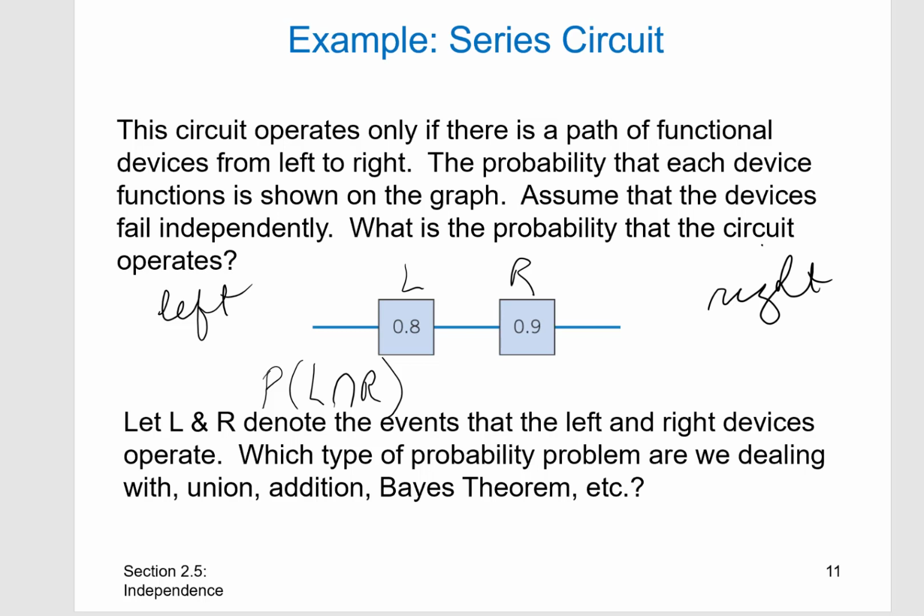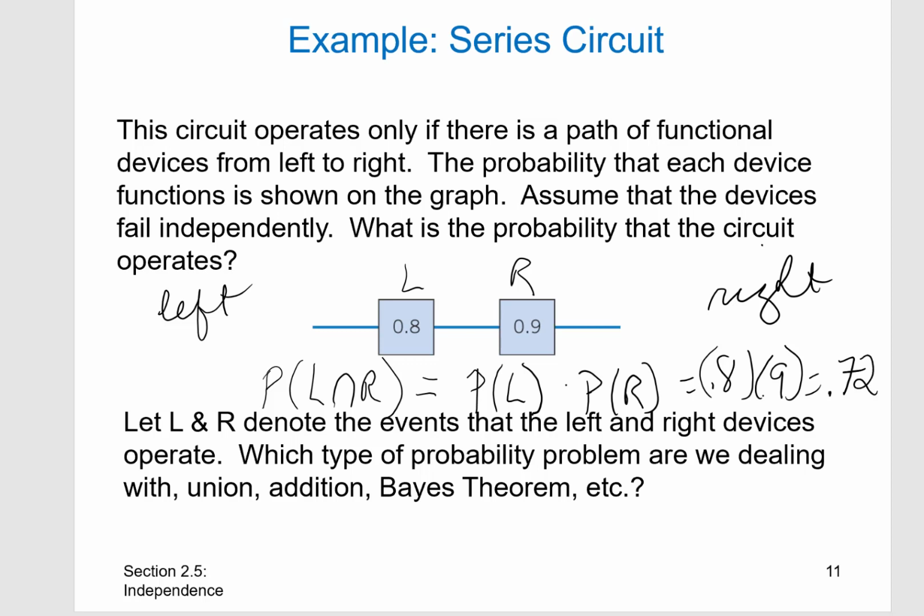Since they are independent of one another, we would find the probability by the probability of the left times the probability of the right. So it would be 0.8 times 0.9, or I have a 0.72 chance of the circuit operating.